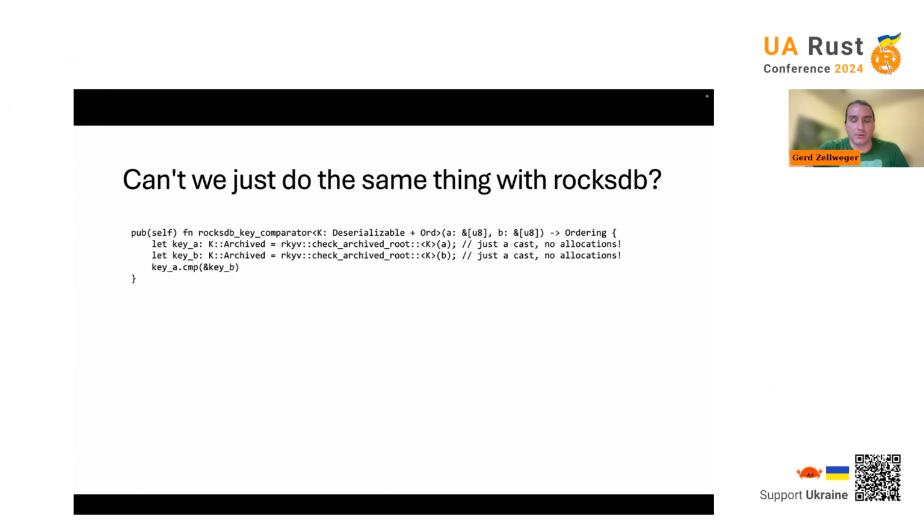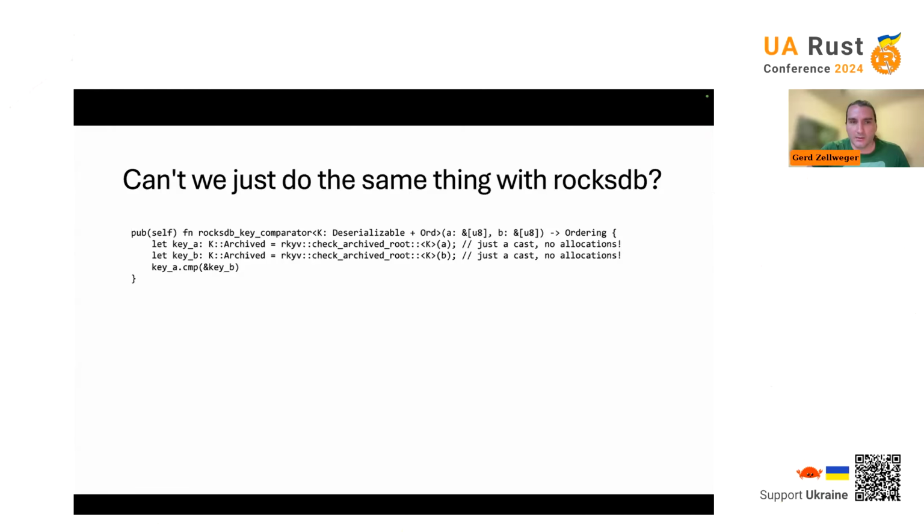And so if you think about it, you could just use archive together with RocksDB. And so here we're seeing we slightly changed this key comparator function from RocksDB. So we now use this check archive root functions, which instead of making a real type k, gives us just a type key.archived. And that is just a cast, right? It doesn't require any allocations. And so we could just compare these two archive types that are not expensive to deserialize.